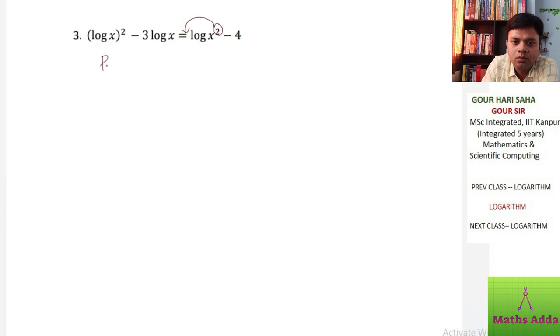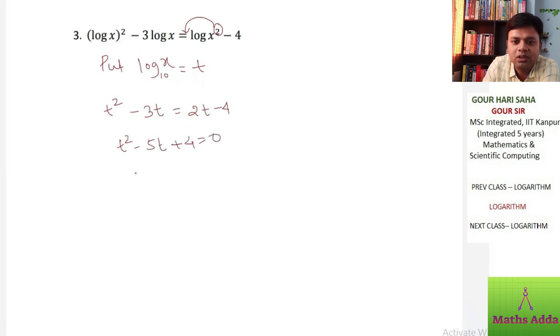What should I do? Put log x. When there is no base, it's base 10. So whether you write it or not, 10 is there. Let t = log x. So it becomes t square minus 3t is equal to 2t minus 4, so it is t square minus 5t plus 4.